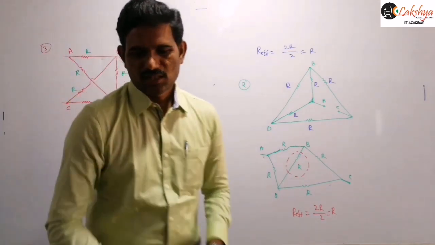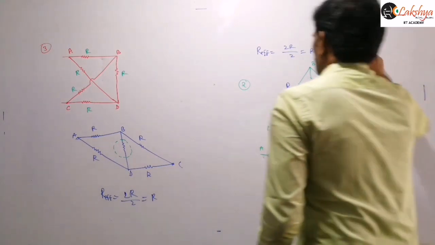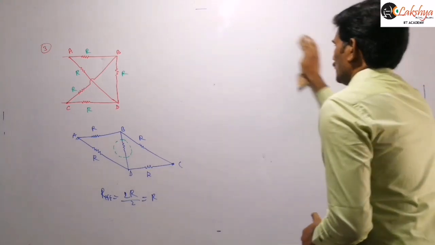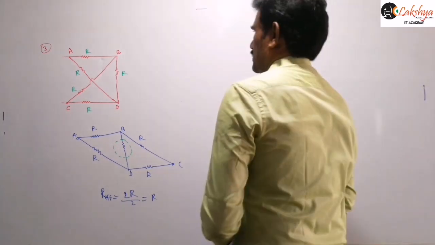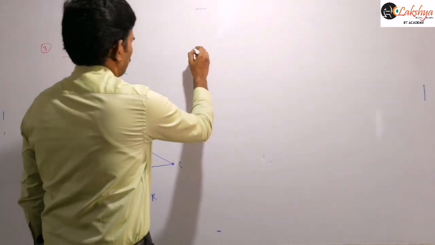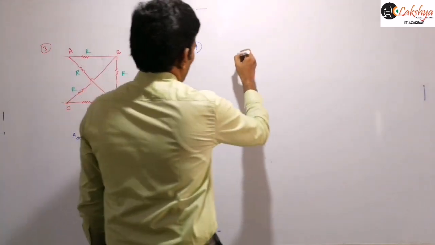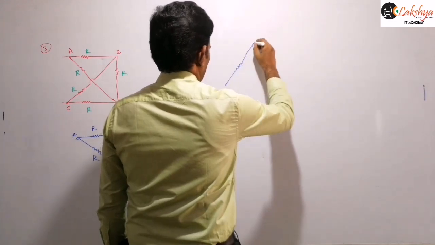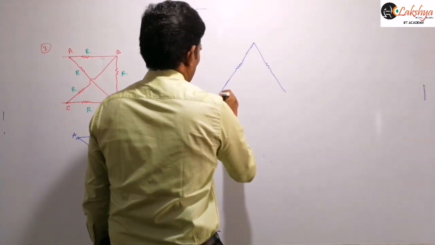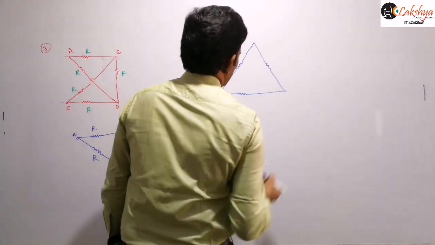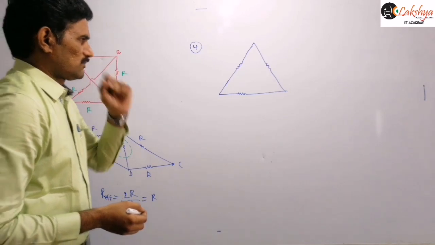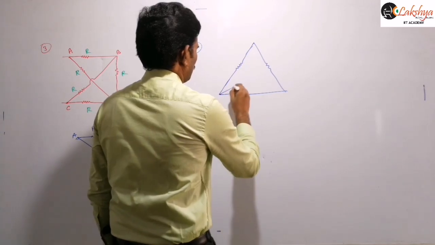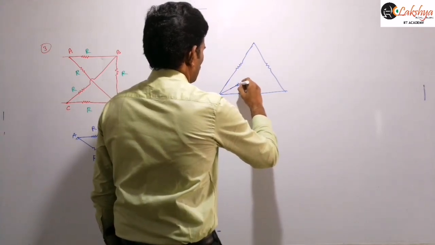Right? So that is another form of the Wheatstone bridge. Next I am taking, similar to our previous triangle, another Wheatstone bridge form, and let us take some resistance here.